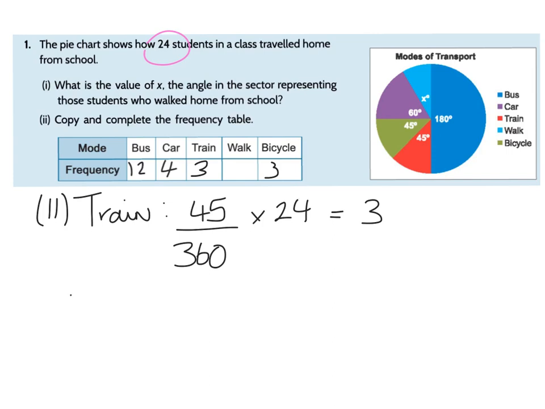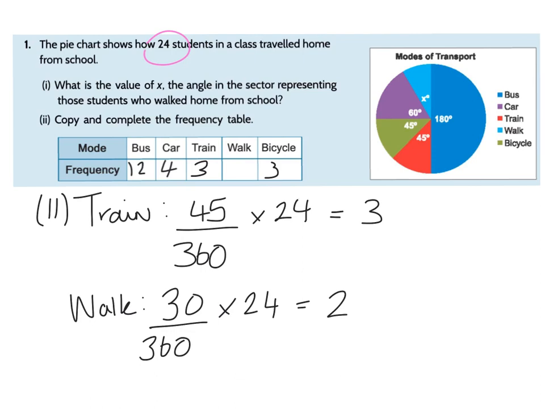So we only have one more mode of transport to figure out, and that's walking. And that's represented by the x, which we know from part 1 is 30 degrees. So we divide that by 360, multiply by 24, and that will give me 2. And I have now worked backwards and solved for each frequency of my pie chart.